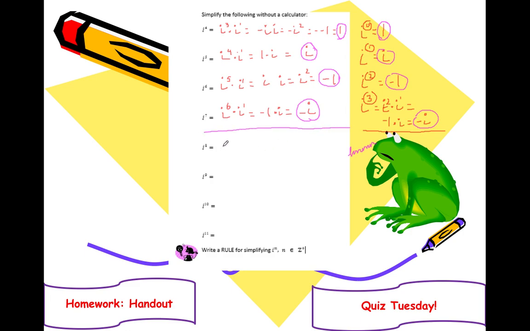Let's go down to i to the 8th. i to the 8th is i to the 7th times i. i to the 7th is -i, times i. Hey, I've seen this movie before. That's -i squared, but i squared is -1. What is -(-1)? 1. I think I've seen this movie before. What do you predict i to the 9th will be? And i to the 10th, and i to the 11th?